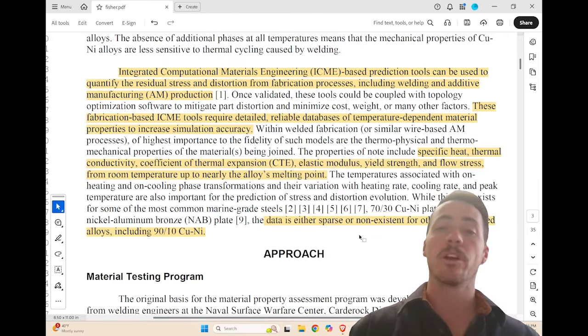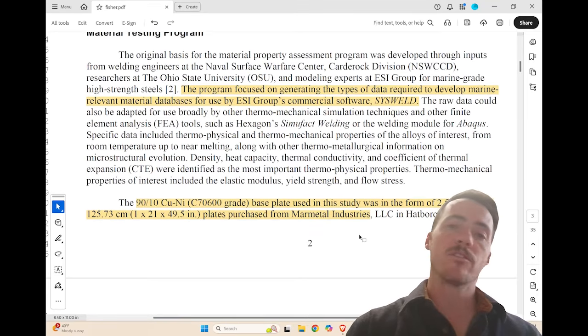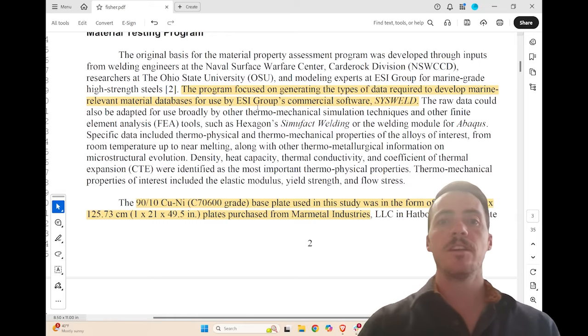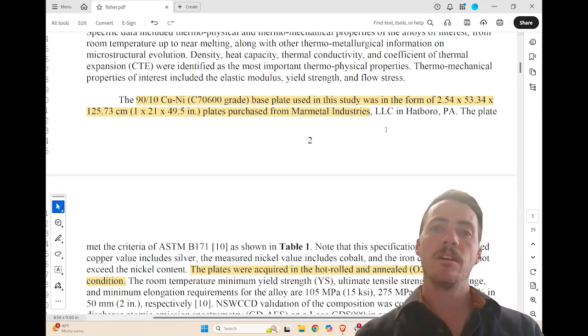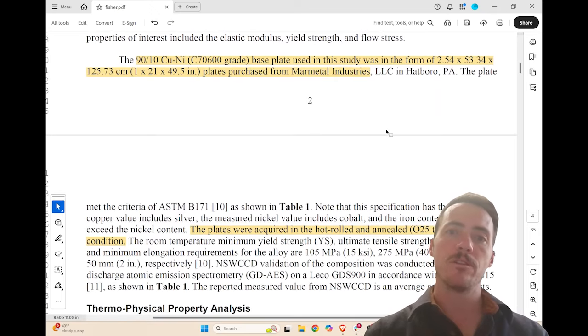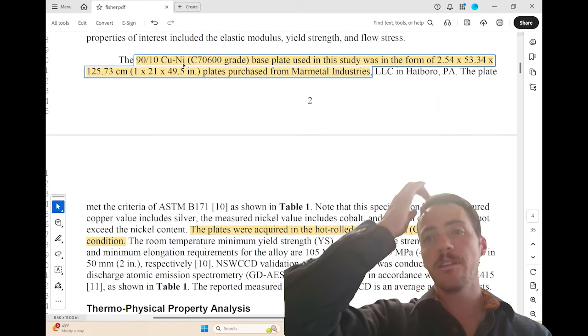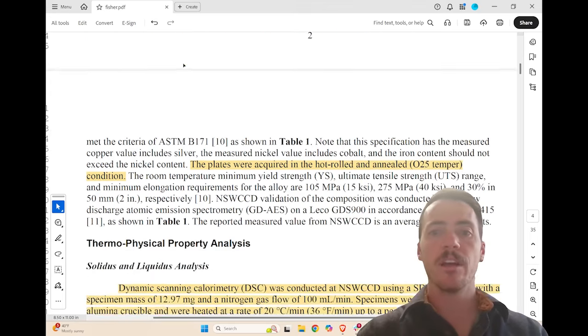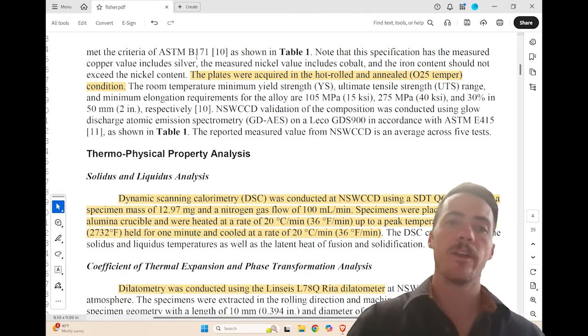So in this paper, they describe how they go about generating that data and cataloging it for the community. It's awesome. The software that they want to calibrate against is ESI Group's commercial software, SysWeld, and the type of data that they need is going to be tested on a series of plate that they got from Mar Metal Industries. This 9010 copper nickel plate. You can see the dimensions where they got it. It was hot rolled and annealed to the O25 temper. You can refer to ASTM B171 for more on that.